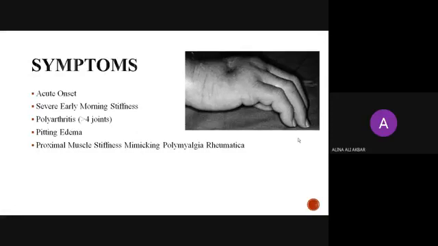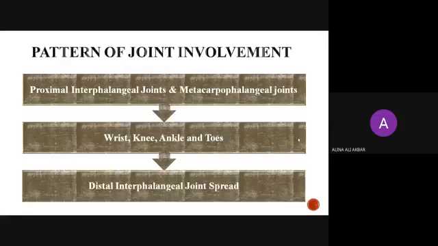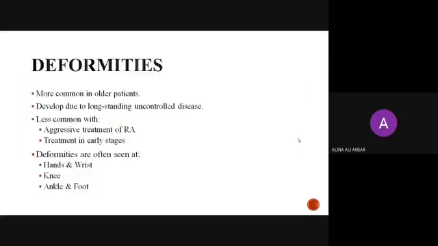Pattern of joint involvement: firstly proximal interphalangeal joints and metacarpophalangeal joints, then wrist, knee, ankle, and toes, then distal interphalangeal joints are involved. In deformity, it is more common in older patients due to long-lasting uncontrolled disease, and less common with aggressive treatment of rheumatoid arthritis and treatment in early stages. Deformities are often seen at hands and wrist, knees, and ankle and foot.